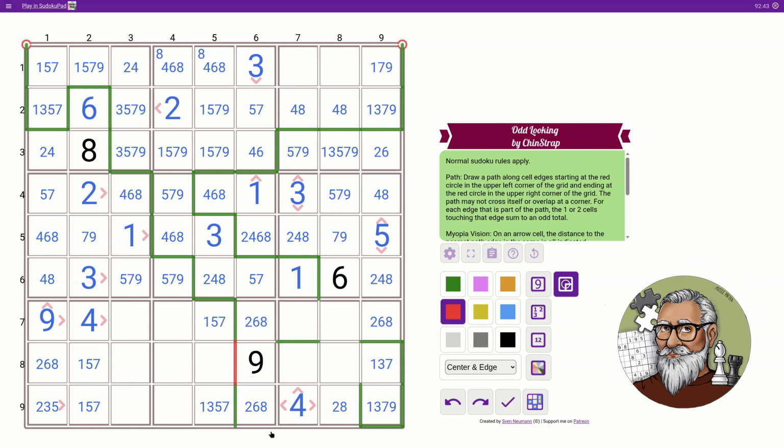No, because then, well, this would have to be 1, 2, 3, 4, 5. Yeah, but where do we connect that? Where do we connect that? It can't go behind the 4. It can't go in front of the 4.